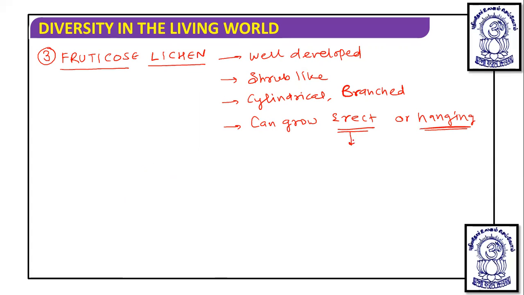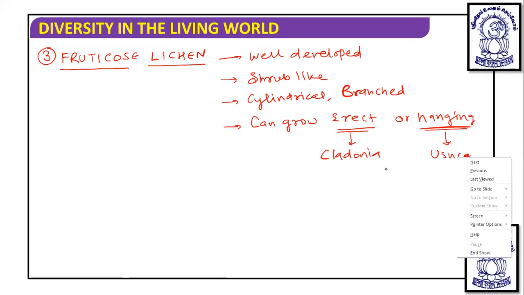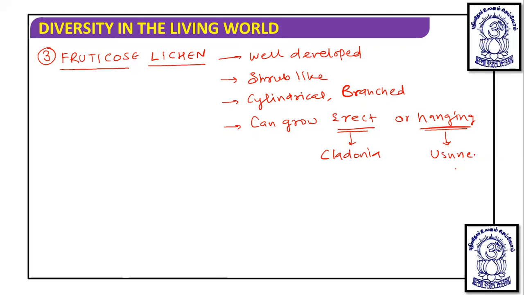If we talk about erect fruticose lichen which is growing vertically, the example is Cladonia. And those fruticose lichen which hang from the substratum, any substratum it can be, it can be wood, it can be soil, it can be tree, anything can be there, from where if they are found hanging, then it is normally Usnea.